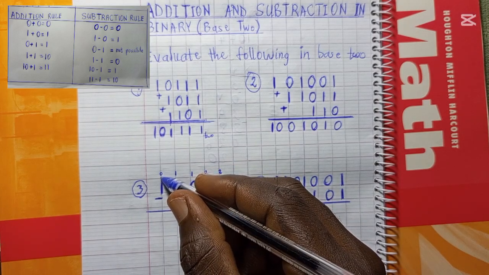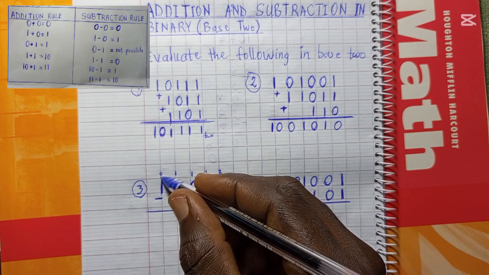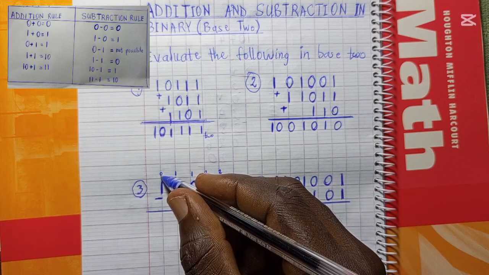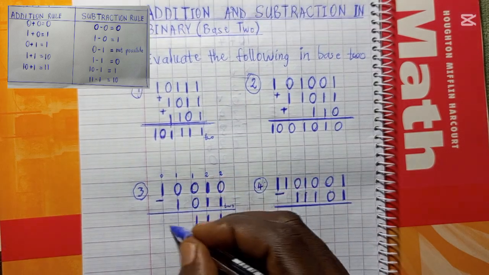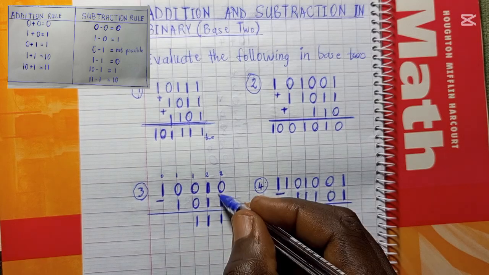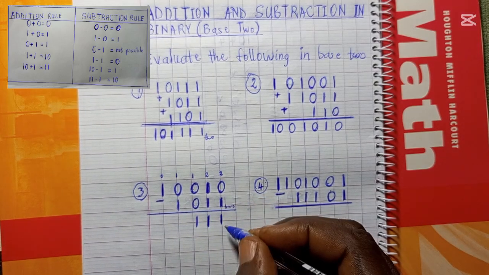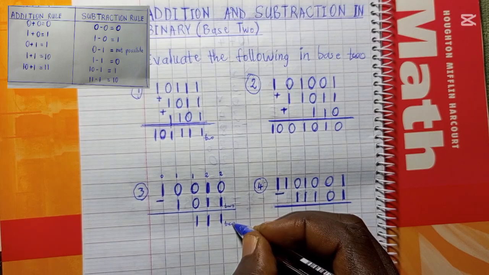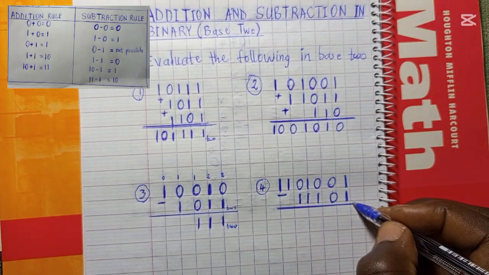Then here, remember we removed 1 from this side previously. So what is left there is 0. 0 minus nothing. So what is remaining here will be left empty. So our answer is 111 base 2. And finally, the number 4.